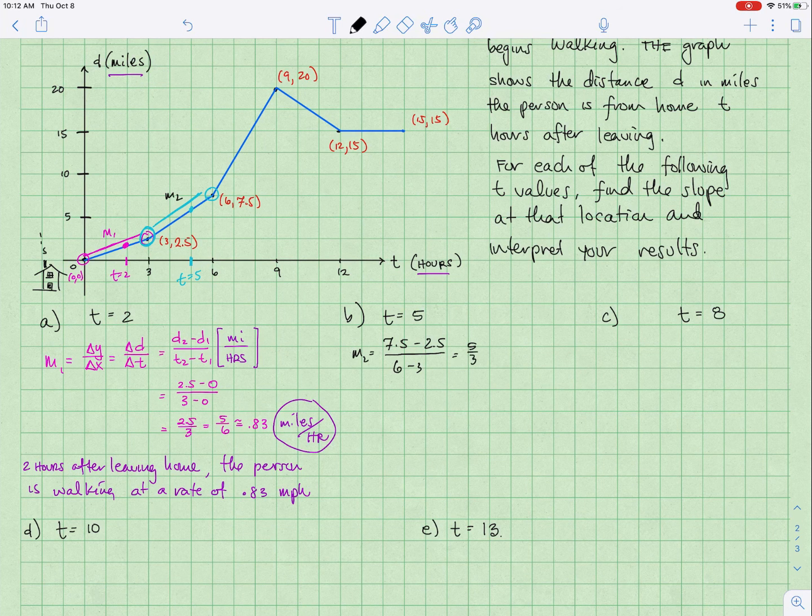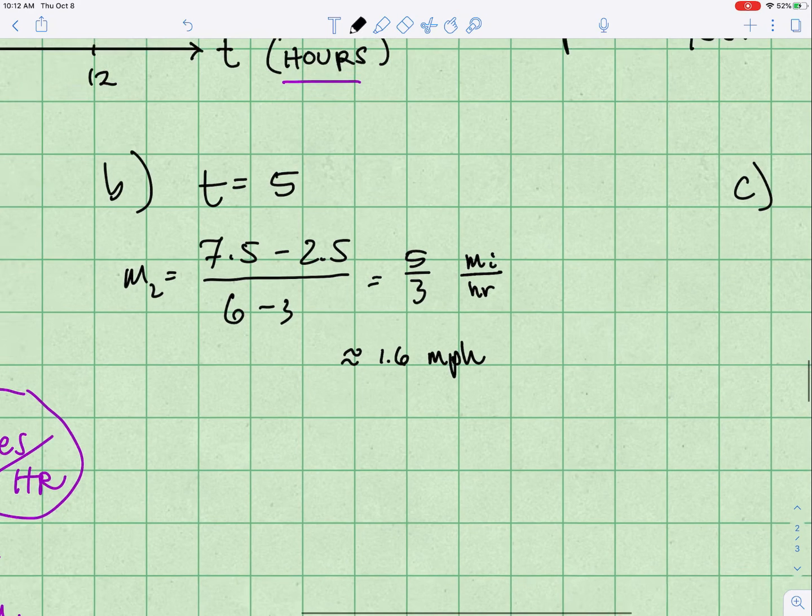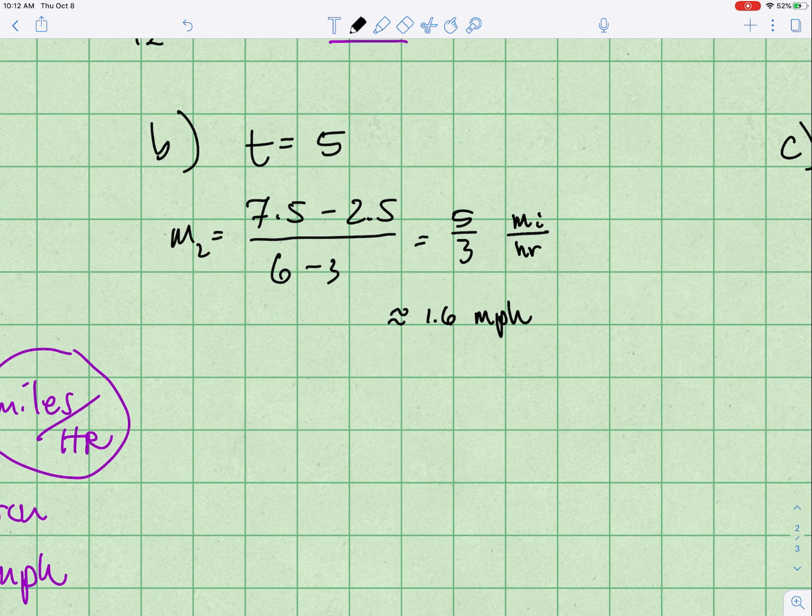Now, 5/3 is about 1.6 bar. This is in miles per hour again. Let's make sure everybody can read that, actually. Miles per hour, which is approximately 1.6 miles per hour.